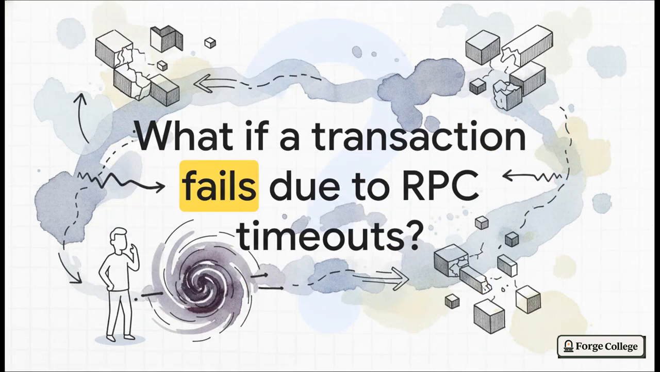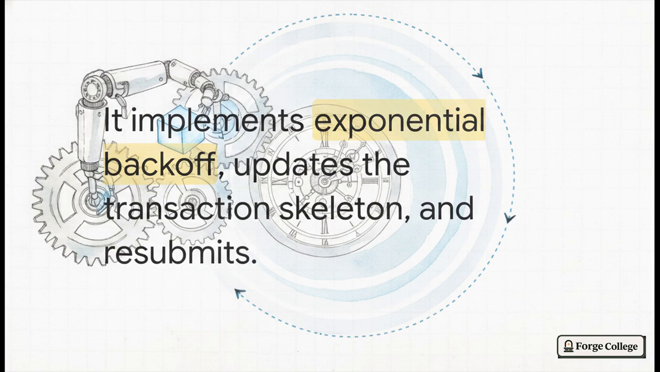But that does raise a really important question. What happens if a planned transaction fails due to something like block hash expiry or an RPC timeout? We all know the blockchain loves to throw those transient curveballs at us. So what happens to our agent then? Well, that's exactly where the orchestrator steps in. It automatically implements an exponential backoff, updates the transaction skeleton, and resubmits. So it handles rebalancing the fees, grabs a fresh block hash, and strategically gets your transaction back on track, all without forcing the brain, the controller, to start its whole thought process over again.